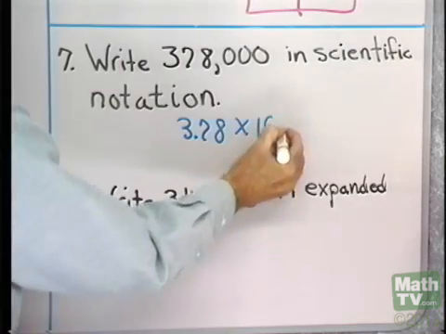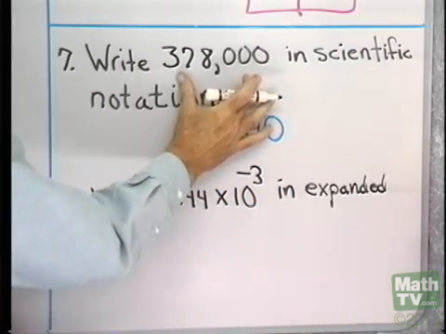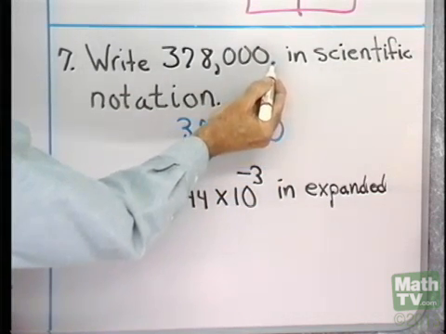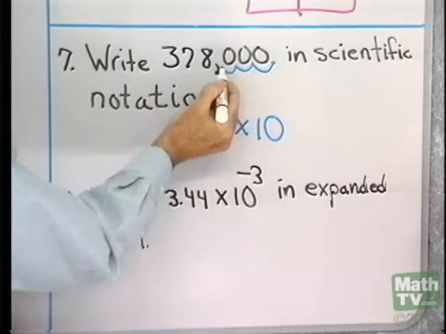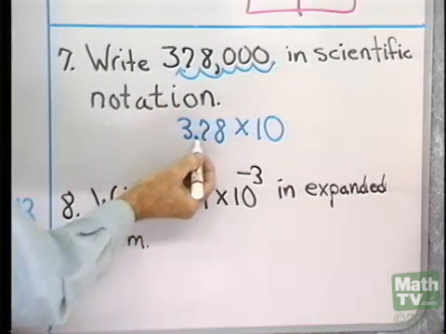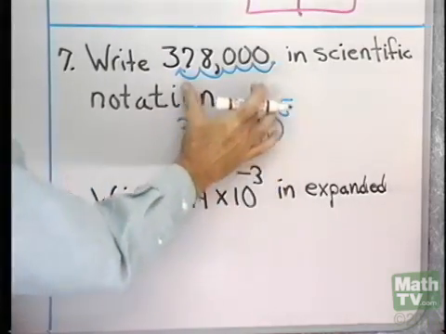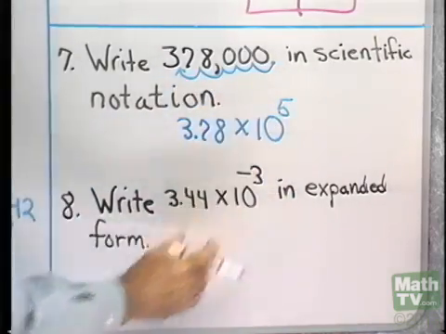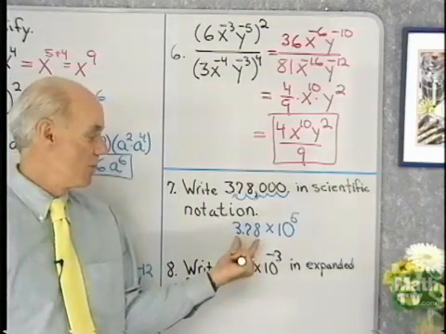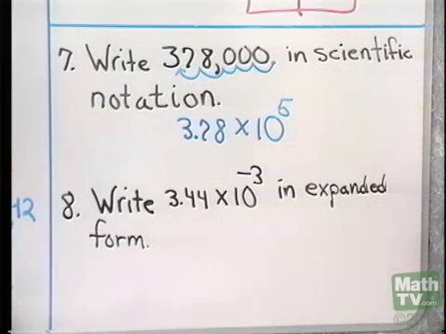Now I have to multiply by a power of 10 to make up for what I've done here. I still want it to be 378,000. So I've moved this decimal point from where it was right here, 1, 2, 3, 4, 5 places. So if I multiply 3.78 by 10 to the 5th power, this number and this number will have exactly the same value, but this number is written in scientific notation, a number between 1 and 10 times the power of 10. Here's our next problem.